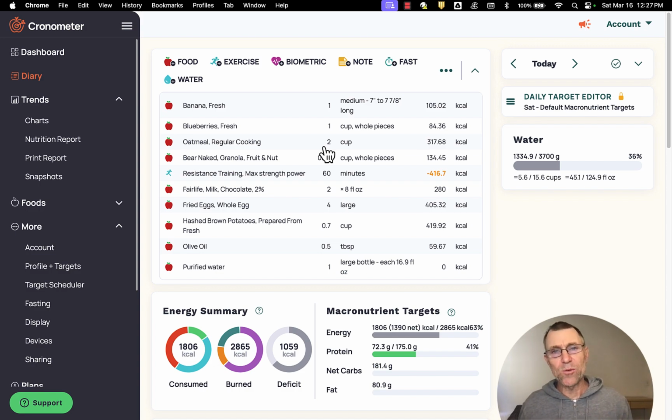I realize that's not always practical, but if it is, try it, because then you can get a better idea of what's going on midday and make those adjustments. If you have to enter it in at the end of the day, not a big deal.